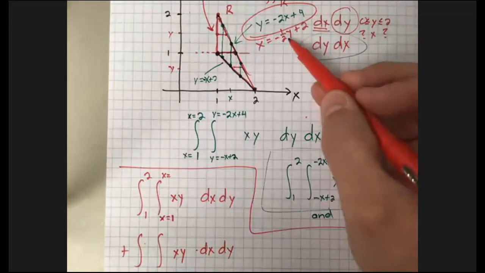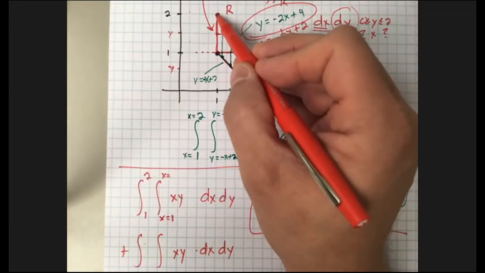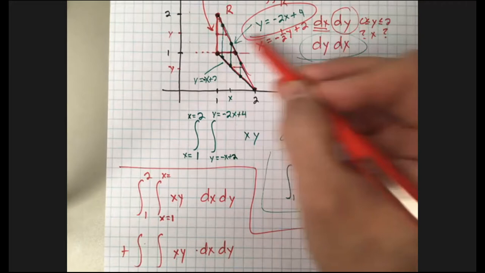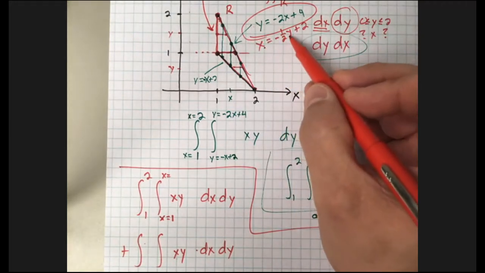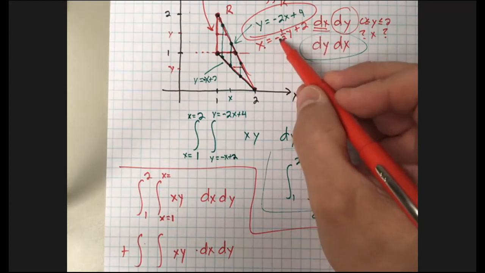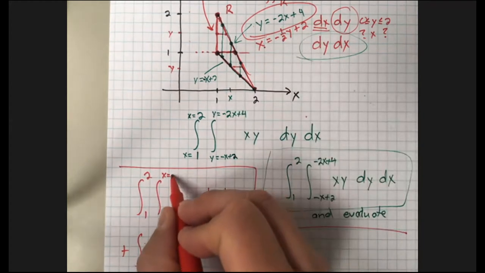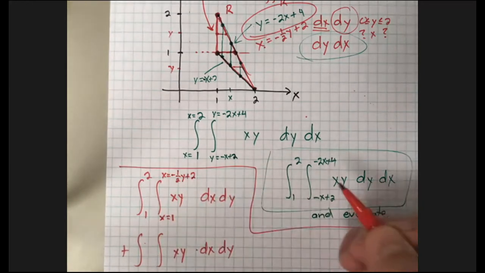If y is 2, I should be going from 1 to 1. I'm not going anywhere. From x equals 1 to x equals 1. And if y equals 2, notice x equals minus 1 half times 2 plus 2, minus 1 plus 2, is 1. So these are the proper limits if I use that order.